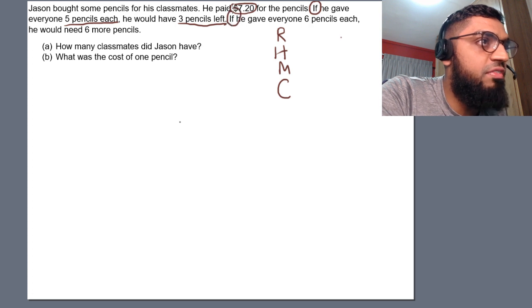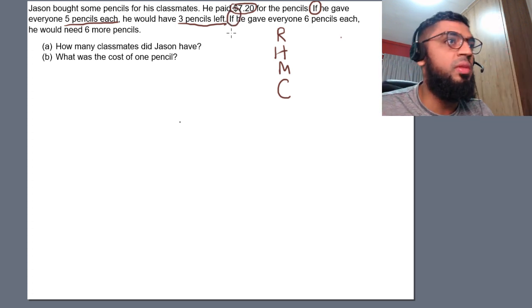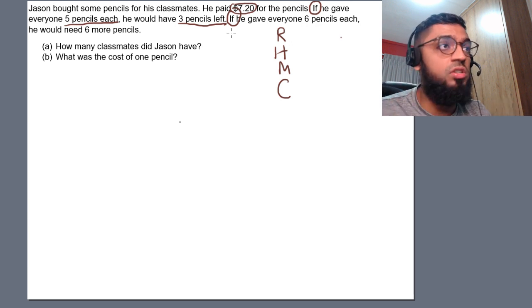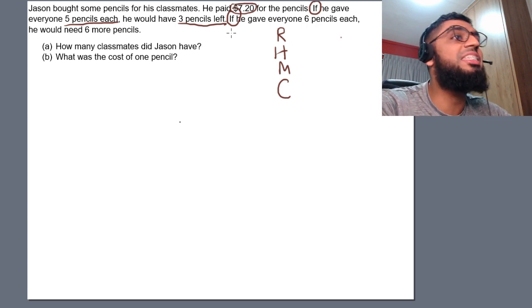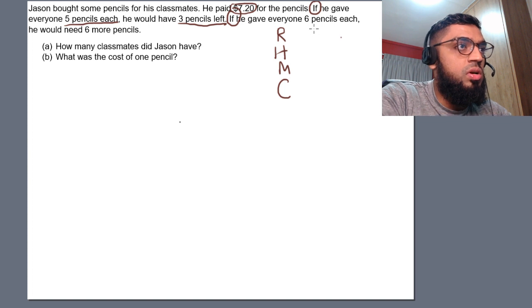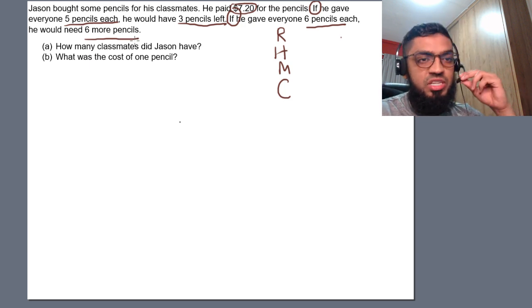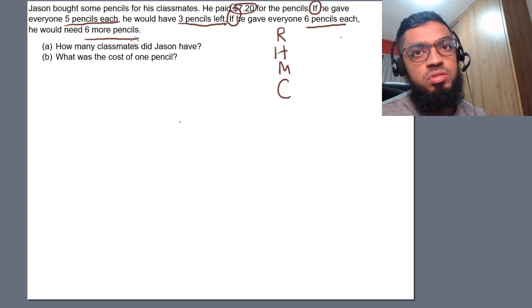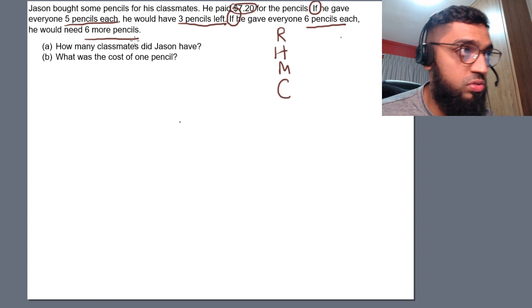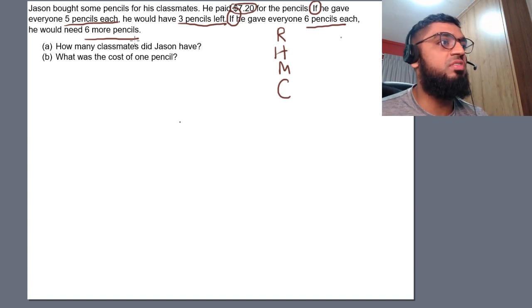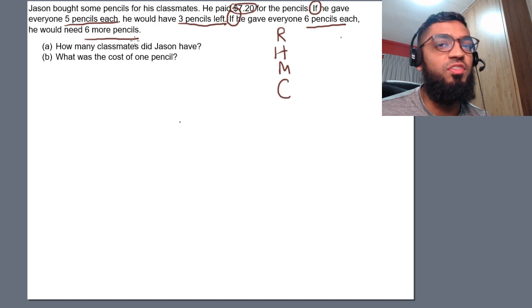The second if is there, right? If he gave everyone 6 pencils each, basically if he wants to give them 1 pencil more, he would need 6 more pencils. So if he gave 6 pencils to each of his friends, he would need 6 more pencils, which means that it's not enough pencils. There's a shortage of pencils. First question, how many classmates did Jason have? Second question, what was the cost of one pencil?